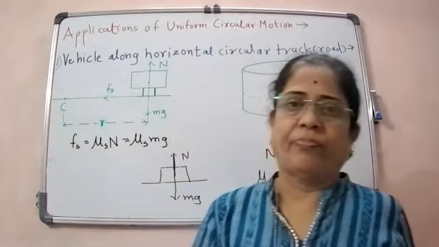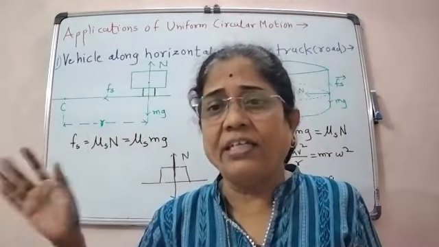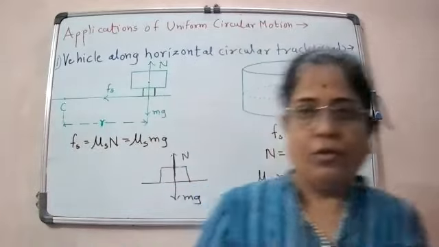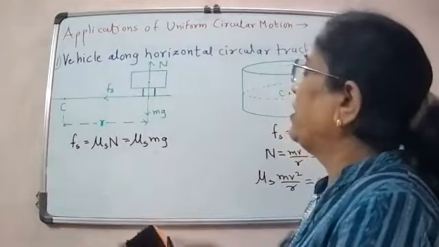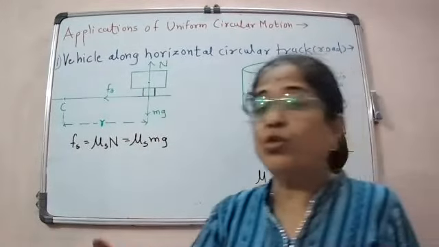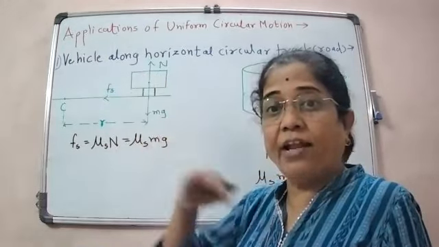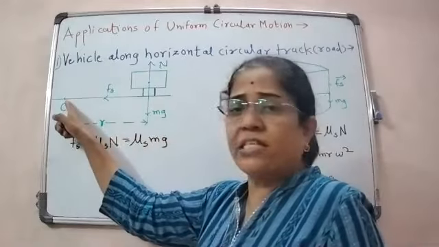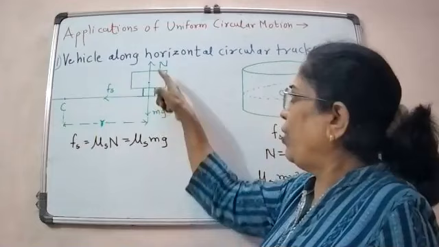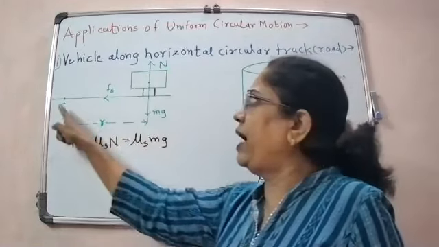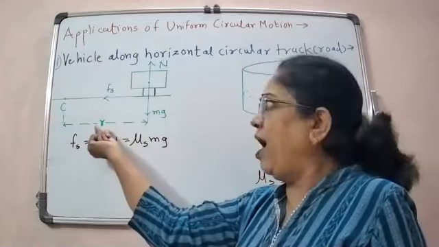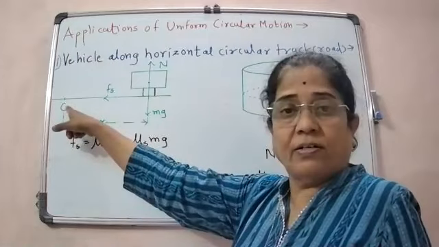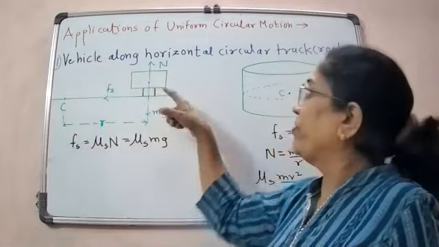The meaning of normal line is the perpendicular line. Now let us move towards this vehicle. This vehicle is along the horizontal circular track, and this C is the center of that circular track. The distance between the center of the circular track and the center of the vehicle is small r.